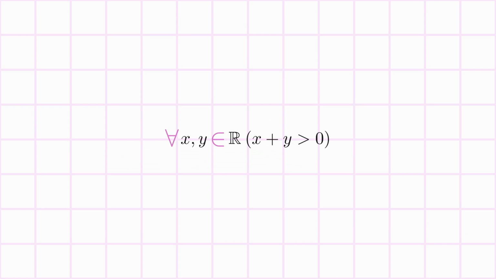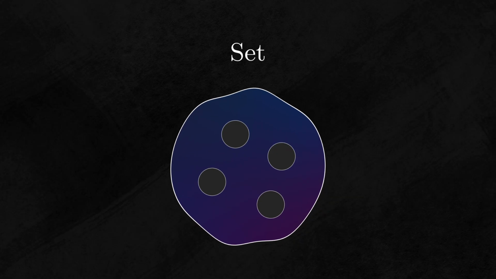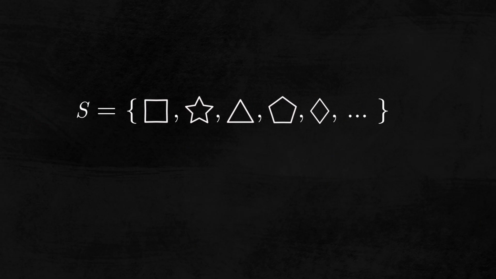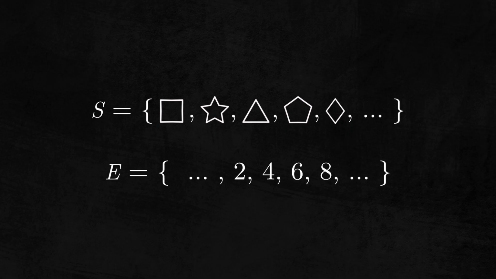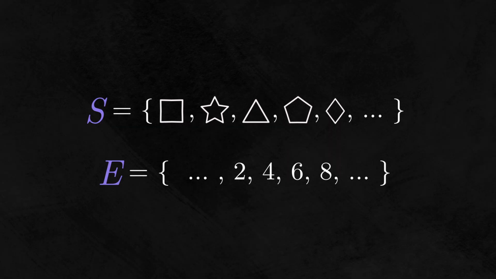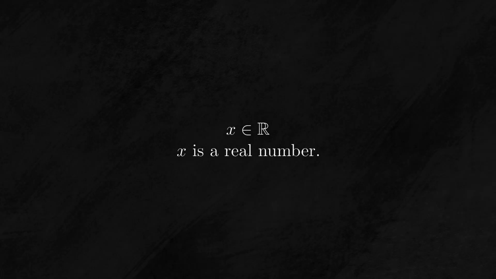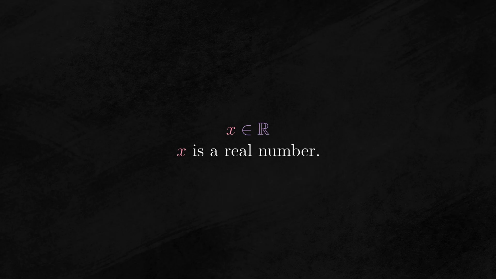Let's look at what these symbols mean. This symbol means that X belongs to a set. In math, a set is any collection of objects. For example, we have the set of shapes or the set of even numbers. Sets are usually represented by a single large letter. The set of real numbers is denoted by R. So, saying that X is an element of R is the same as saying that X is a real number. And observe that we are again using the concept of variables and symbols.